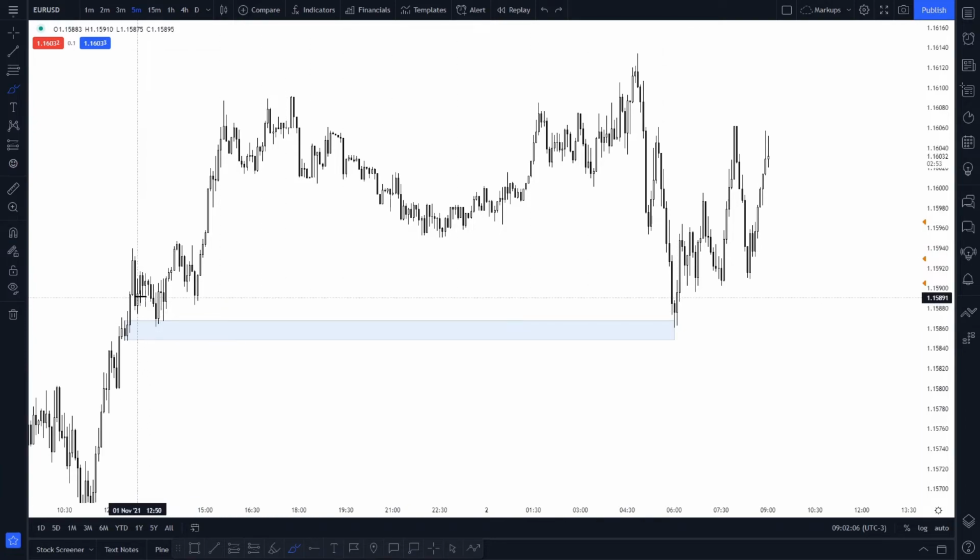But in this case, we either mitigate this and break it by very little, which could still be considered something usable, or we are still reacting to this, which maybe means that something was left unmitigated. Maybe this was used as liquidity at the same time. So basically, that's something, right?